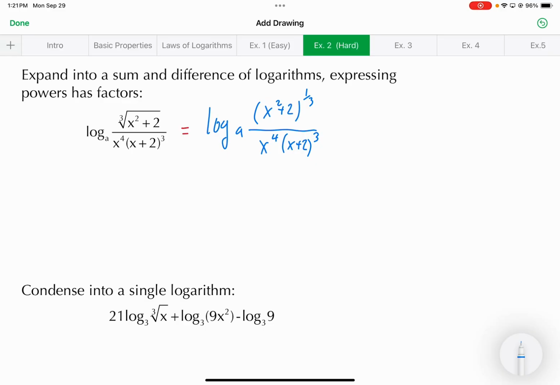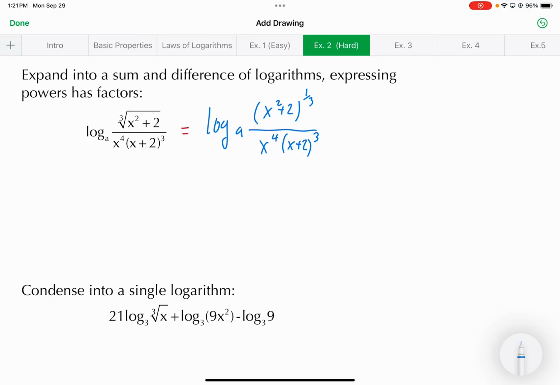Up top, I have quantity x squared plus 2 to the 1/3 power. And the bottom, I have x to the 4th times quantity x plus 2 to the 3rd power. Well, and I expand this out. How many logs am I going to end up with? Michael? You said what? 3. How many of you guys agree with Michael?